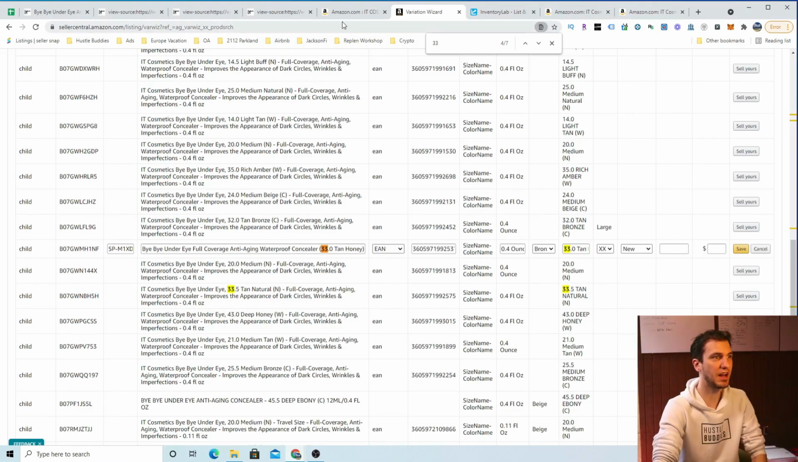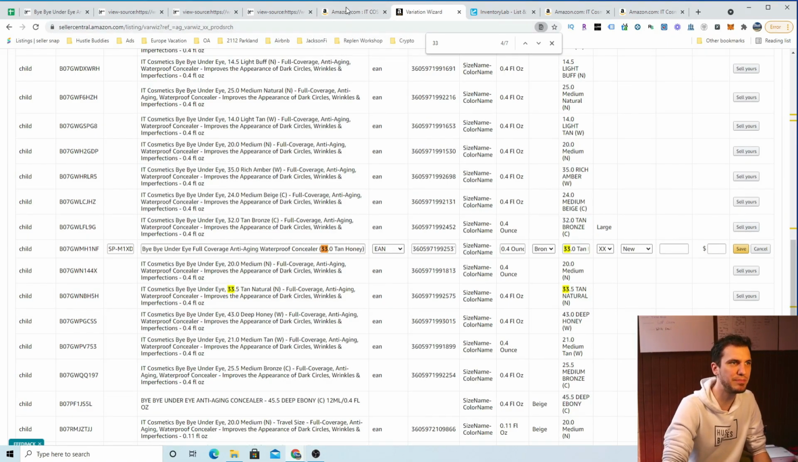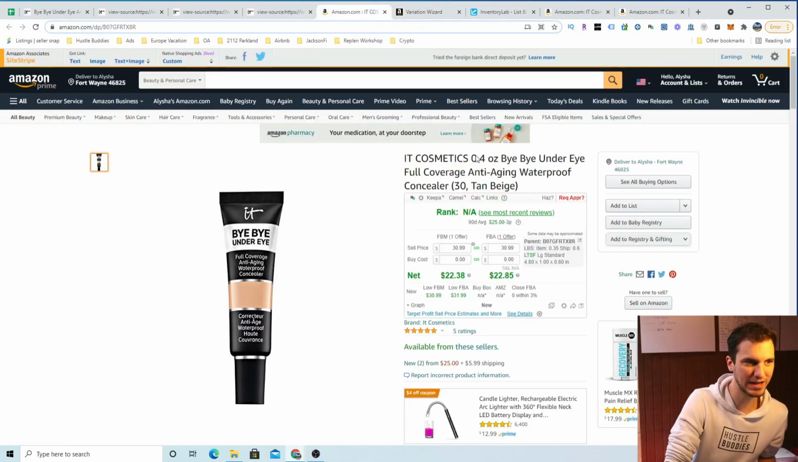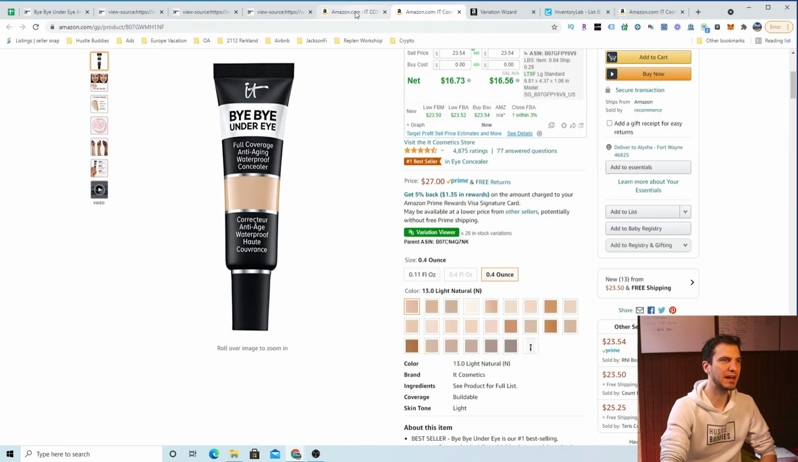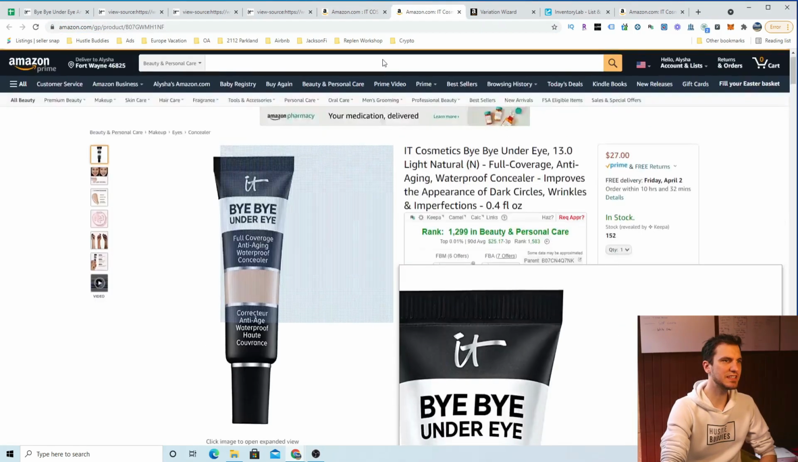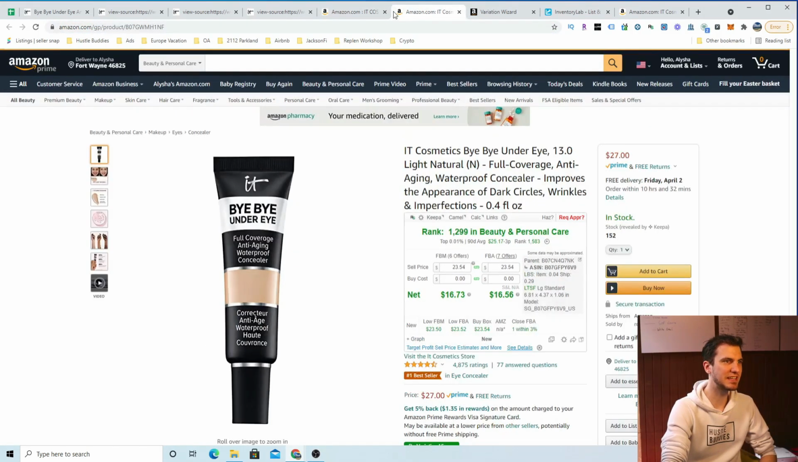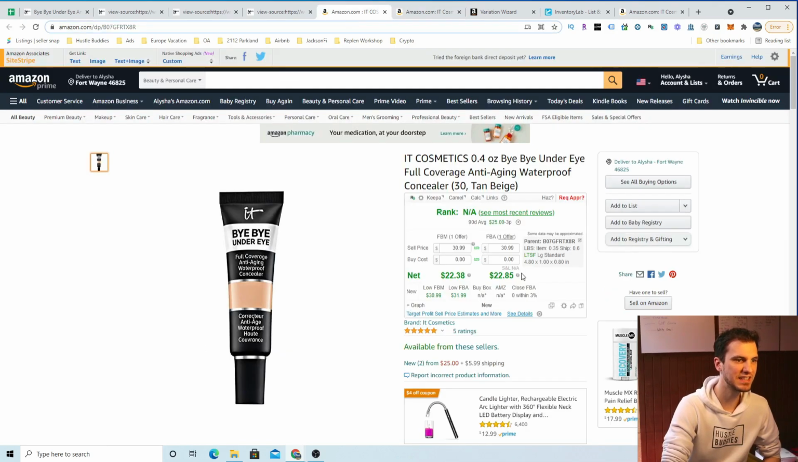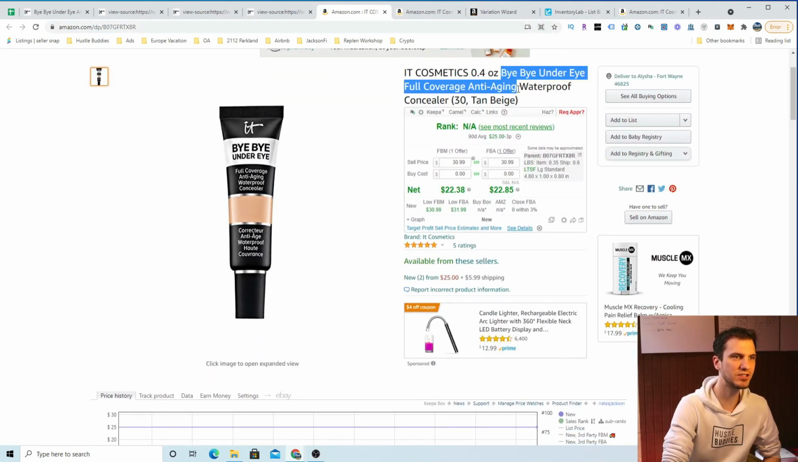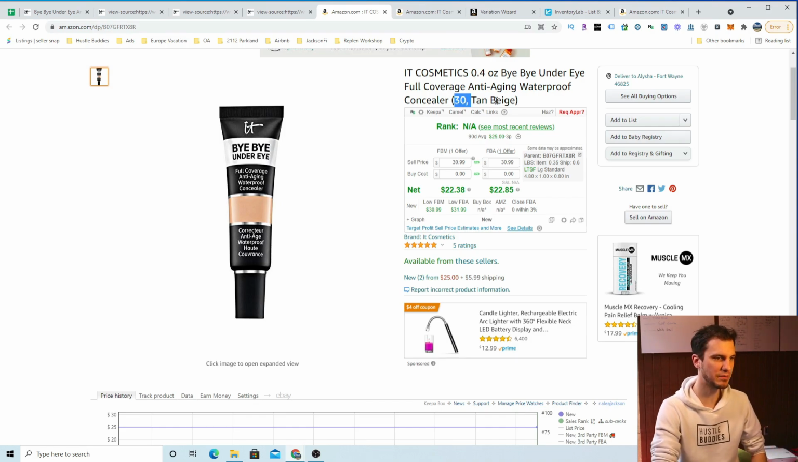There are a couple other listings that have been orphaned. What I mean by that is, I'll put these side by side. These two listings are exactly the same. This is the same exact product. The only difference is this has all of the different variations in colors and sizes, and this is just all by itself. It's just this 0.4 ounce 30 tan beige one.